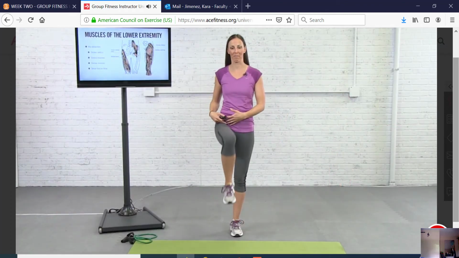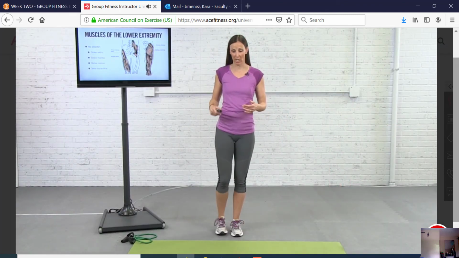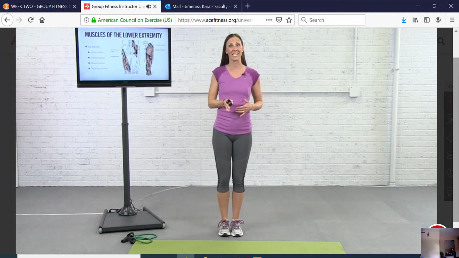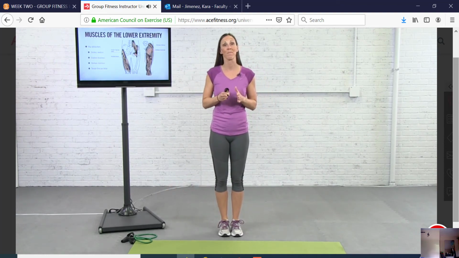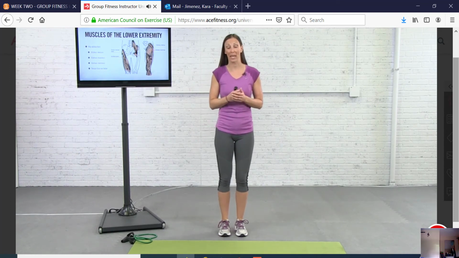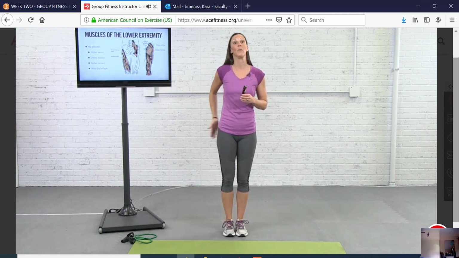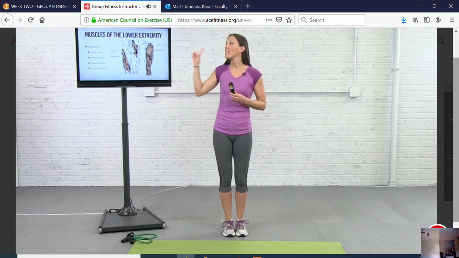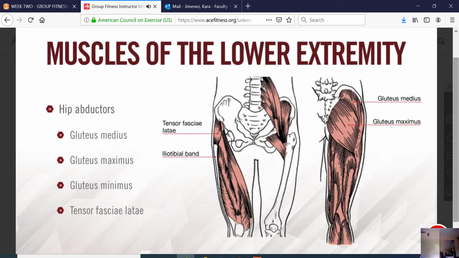In addition to hip flexion and hip extension, your hip can abduct out to the side, or adduct in towards the midline of the body. The prime muscles that allow hip abduction are your gluteus maximus, gluteus minimus, and gluteus medius. Scan into your book or look on the screen and you'll see that the gluteus maximus is the largest muscle. The gluteus medius sits above that. The gluteus minimus is not shown in your book. It sits underneath the gluteus medius.